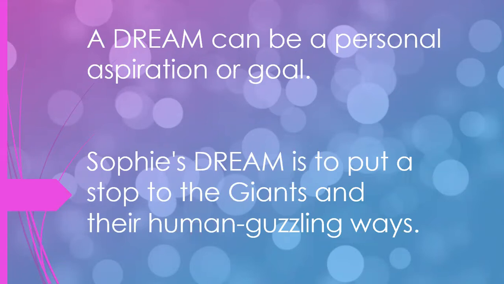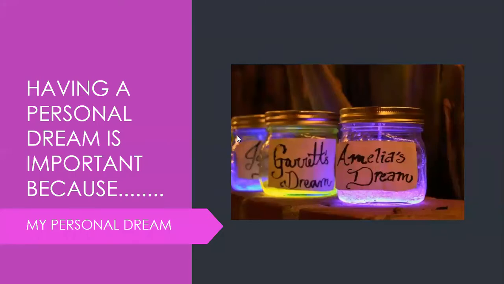So yesterday we finished the chapter and Sophie has a big dream and a big plan. A dream can be a personal aspiration or goal. Sophie's dream is to put a stop to the giants in their human guzzling ways. Having a personal dream is important because, so this is something that I want you to think about, and you're going to write this to put in your dream jar today.